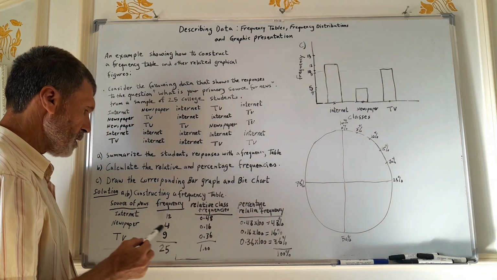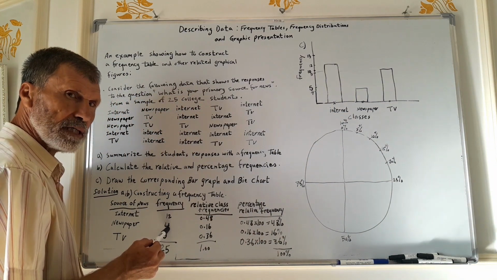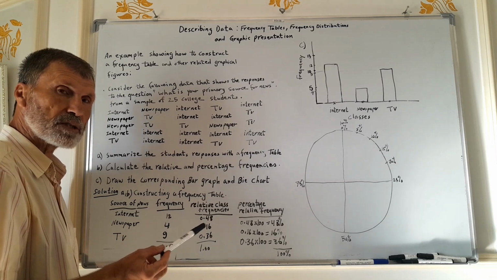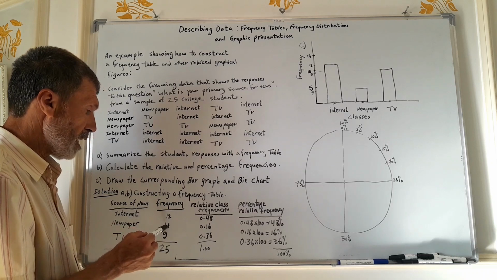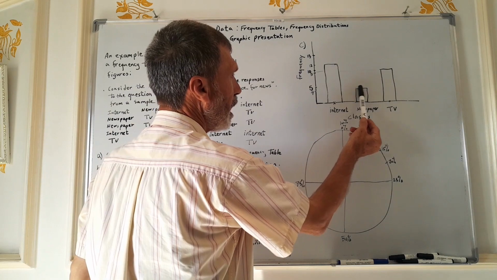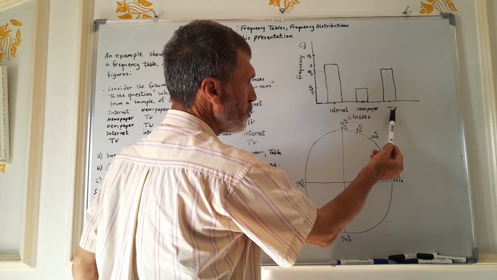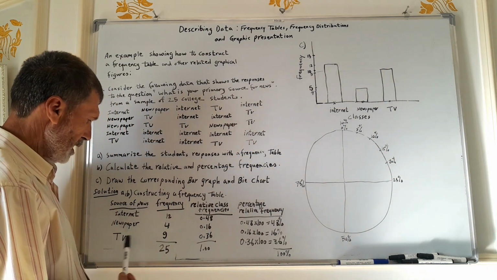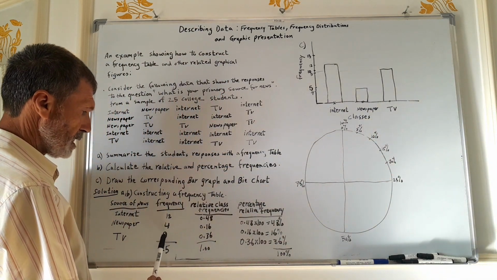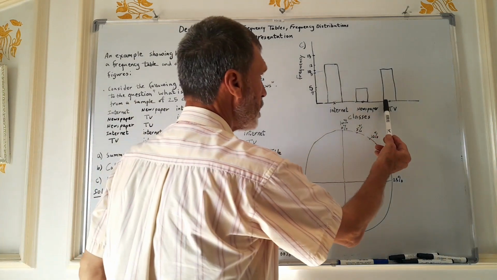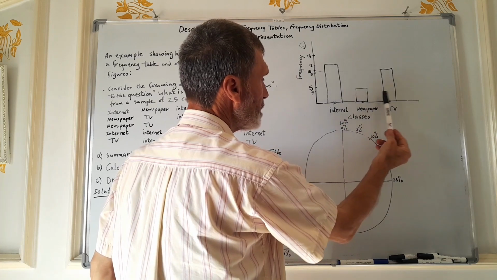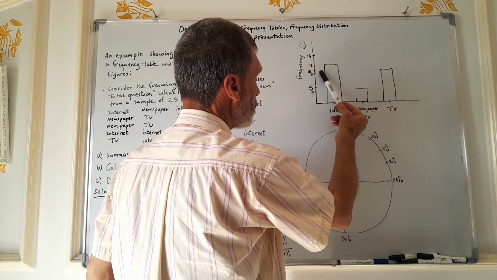Now, for the newspaper, of course, we draw another bar similar to the previous bar of the internet, however with a height equal to 4. So this is newspaper, height equal to 4. And now we move to TV. This is the class TV with a frequency of 9. So we draw a bar similar to the bar here, same thickness, with a height equal to 9.